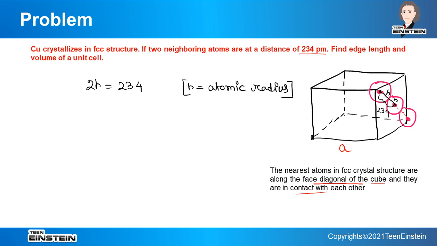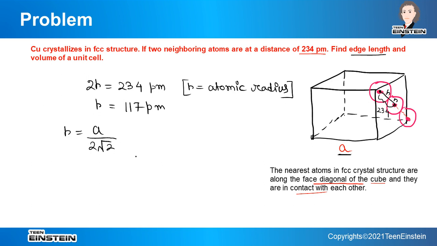So if 2r is equal to 234, we can find the value of r, which is 117 picometer. Fine. Now we have to find the edge length, that is, we have to find A, the edge length of the cube. So for that, what will we do? For FCC, the relationship between r and A is r equals A divided by 2 root 2.